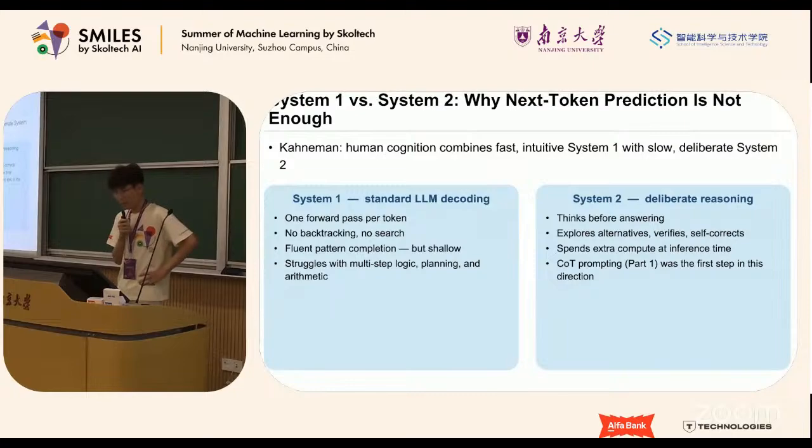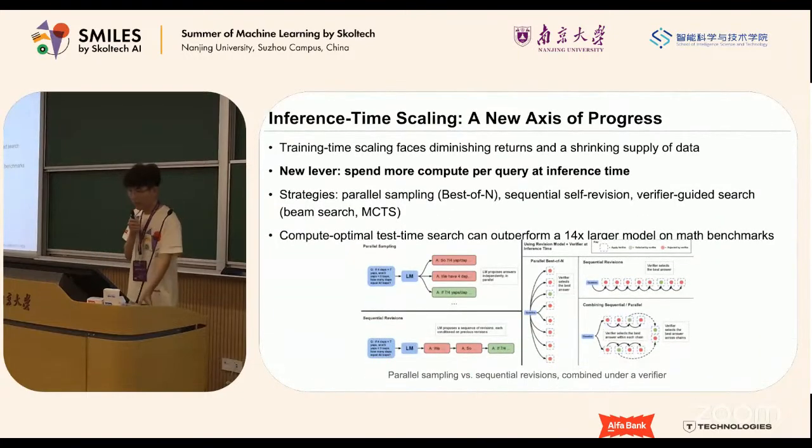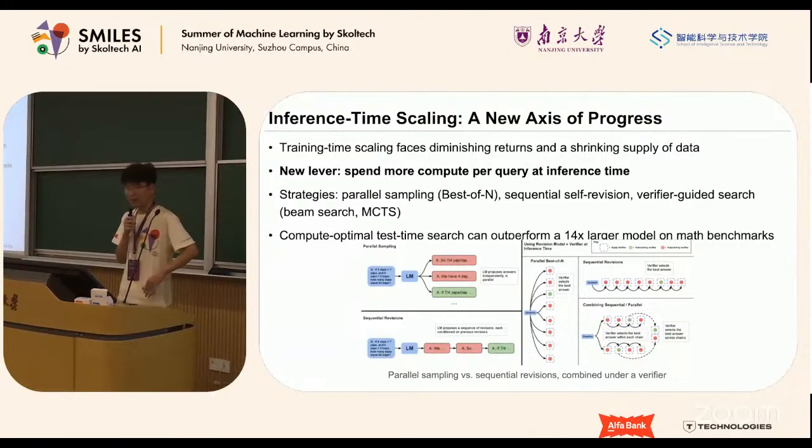System 2 thinking introduces dedicated reasoning, where the model explores alternative paths, verifies intermediate steps, and self-corrects, spending extra compute at inference time to solve difficult tasks. As pre-training gains diminish, inference time scaling emerges as the key area of progress. Instead of relying solely on larger models, we can allocate more compute per query at inference time.